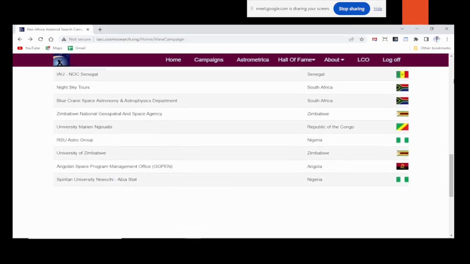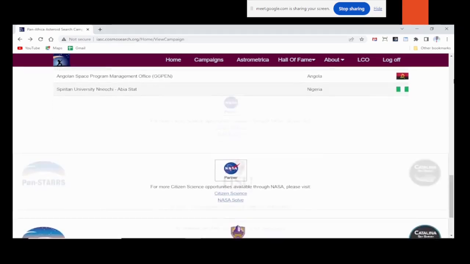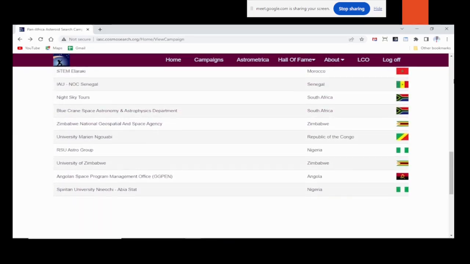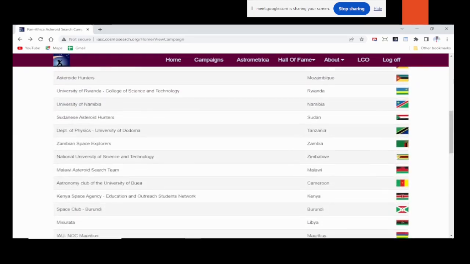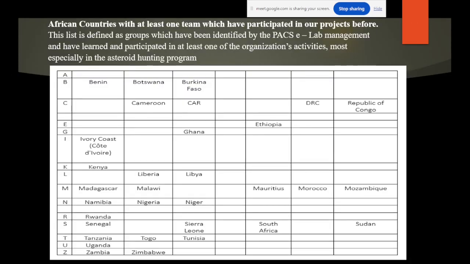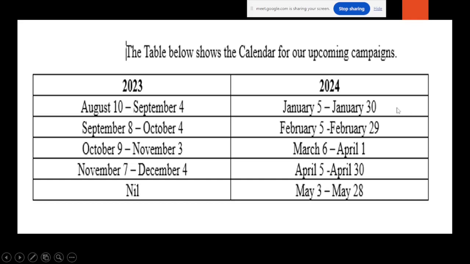So across Africa, we have reached about 40 countries in Africa, and most of them have discovered asteroids. So these are some of the countries that we have. We have active groups that are searching for asteroids and participating in other of our programs. So this is our timetable for the new academic year.